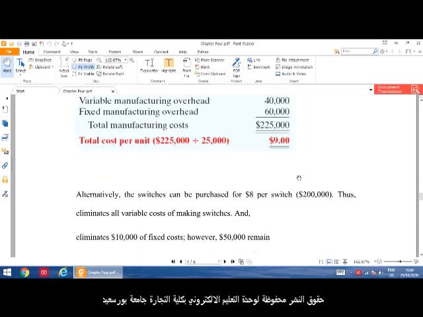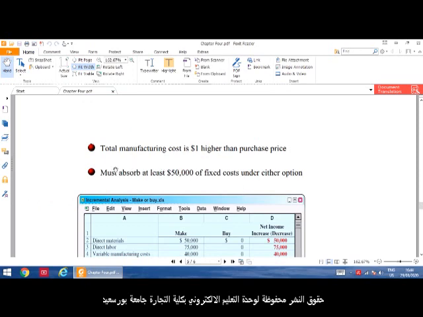Purchase price is $8 per switch. Manufacturing or making is $9 per switch. $9 when we make, $8 when we purchase. Total manufacturing cost is $1 higher than purchase price. The company must absorb at least $50,000 of fixed cost under either option.